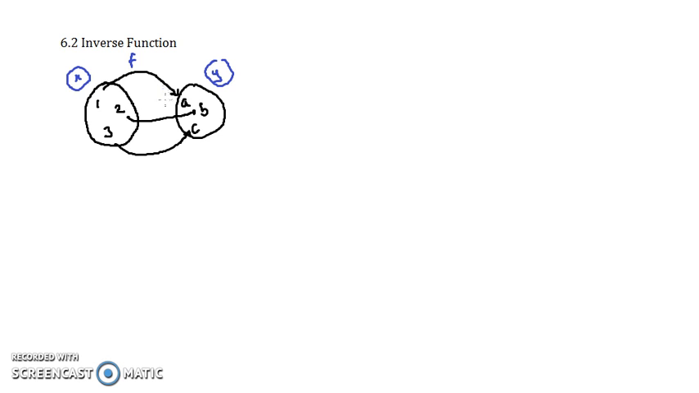So now we're going to introduce the inverse function, and the inverse of f is written like this: f to the negative 1 is the inverse of f, or f inverse. Okay, normally a negative 1 in math means a reciprocal. That's not what it means here. It means the inverse of the function f.